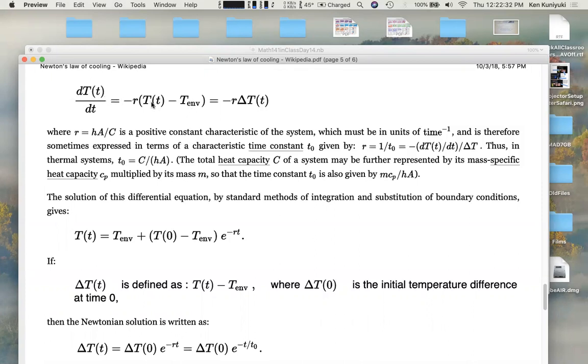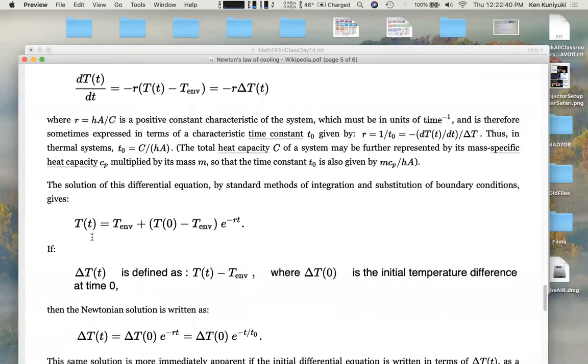If you solve that differential equation, that's a Math 255 problem, you get this over here. The temperature of my body as a function of time is given by the temperature in the room, the ambient environmental temperature, plus the difference between my initial body temperature and the room temperature times this exponential. That's the solution of this differential equation.